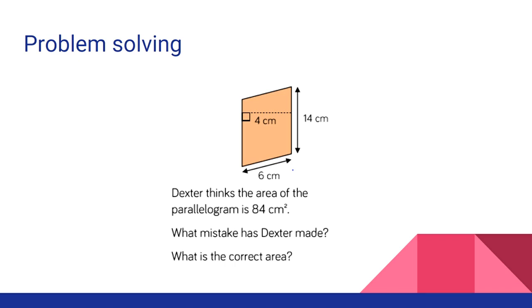Okay, so now you have the basics of how to work that out. Let's see if we can look at a problem-solving question. So we've got Dexter here, who's had a go at working out the area of the parallelogram, and he's worked out the area of the parallelogram is 84 centimetres squared. What do you think? Is he correct? It says here what mistake has Dexter made, so it appears he isn't correct. He's made a mistake. Can you tell me what mistake Dexter has made and what is the correct area? Remember, looking at the base and the perpendicular height.